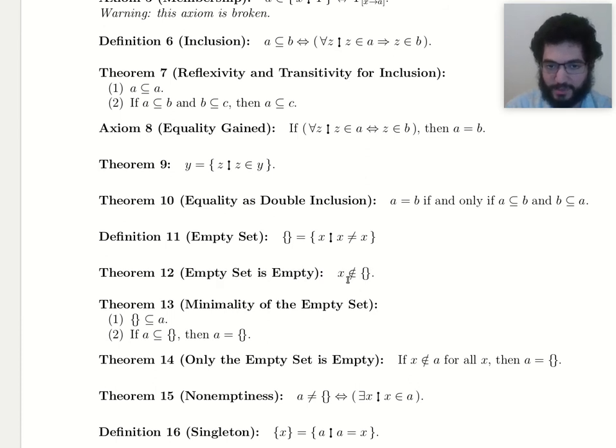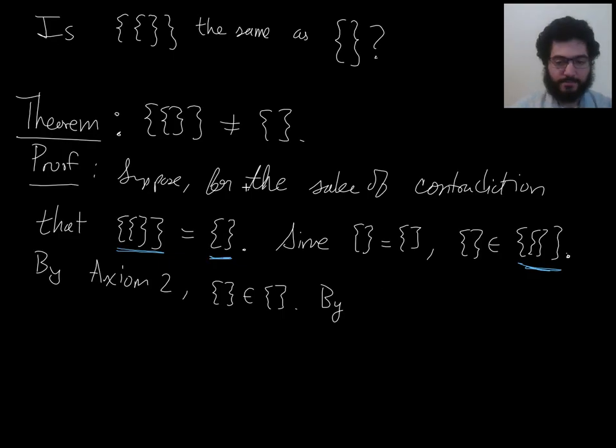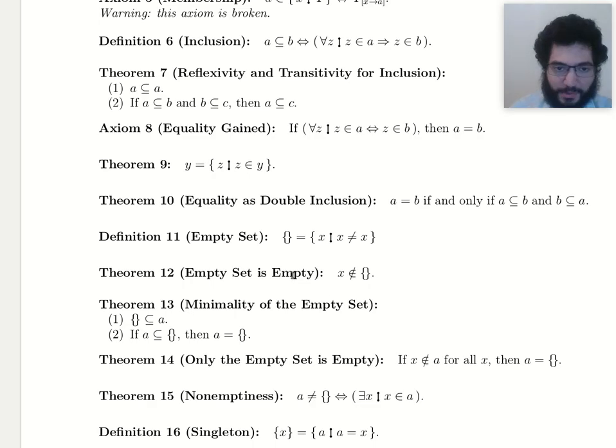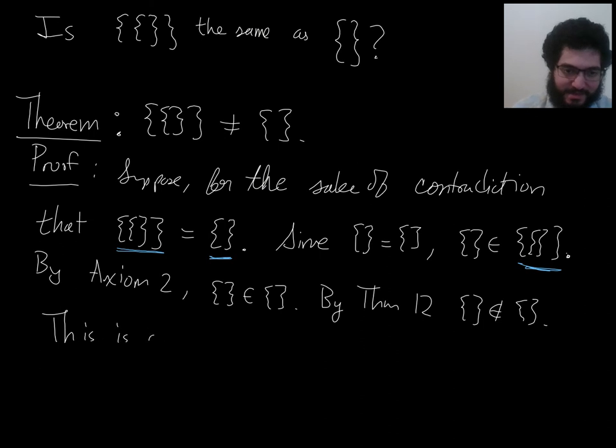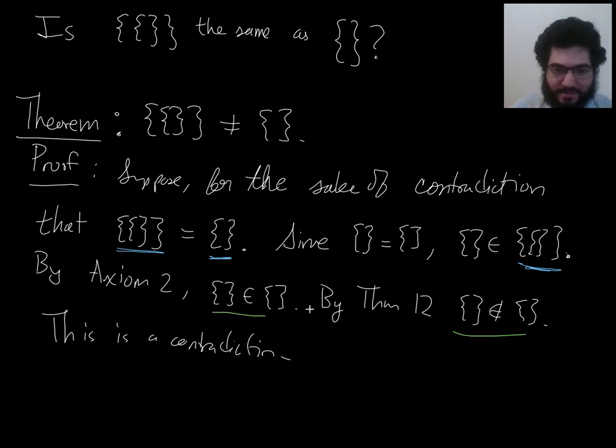X is free here, so I can put anything for x. Replace x by any term. Any given thing is going to be not in the empty set. So in particular, applying theorem 12 to the case where I'm replacing x by the empty set, by theorem 12, the empty set is not in the empty set, because nothing is in the empty set. So this is a contradiction. Specifically, what is a contradiction is this fact, that I have this and this, something and not itself.